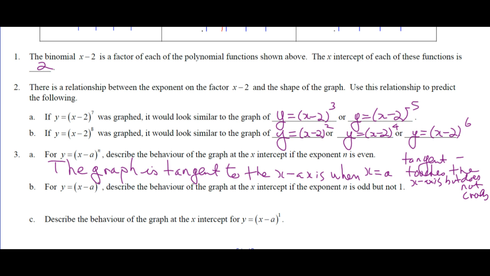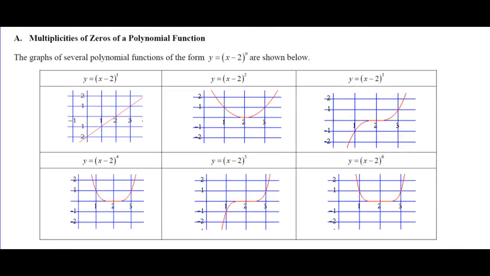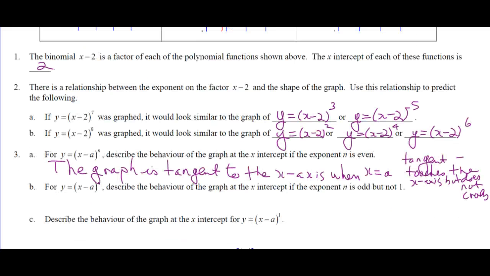So I just like to say touch and go, right? It's going to hit it and then turn around. For y equals (x minus a) to the n, describe the behavior at the x-intercept if the exponent is odd but not 1. So not 1, but odd. Then what do we have going on? What's it doing?